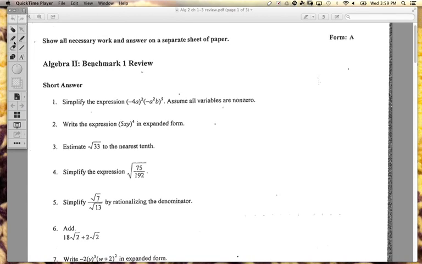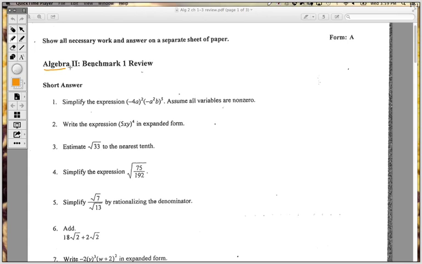So here we are, Algebra 2. This is Algebra 2, Benchmark 1, Review. There's a lot of questions here, and these questions are actually not going to be short answer the way that you see them here when you take your test. But they will be very similar in their topic.